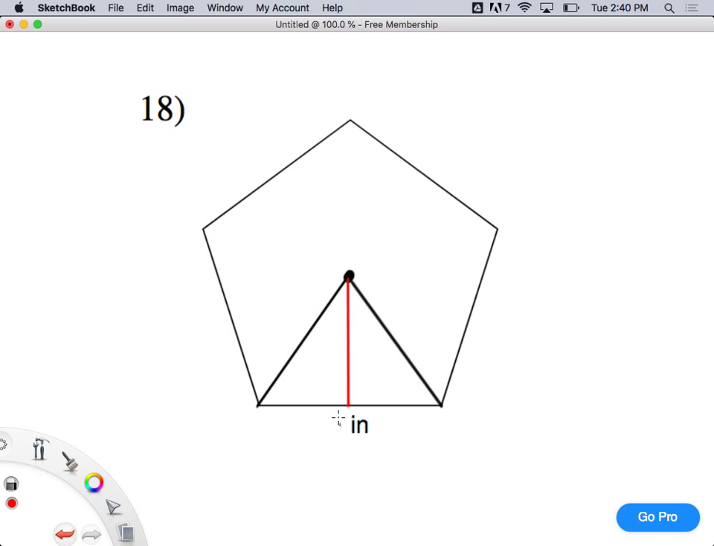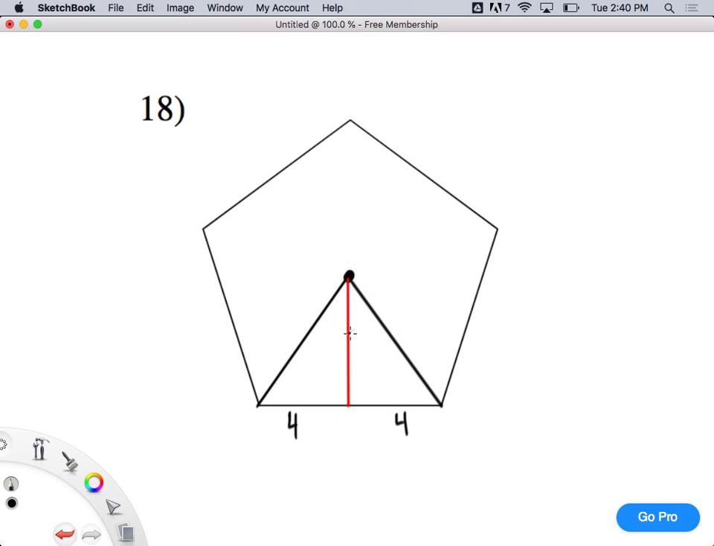So if the whole thing is 8 inches, then what's each one of these segments? 4. So that's 4 and that's 4. Now I have to get the apothem somehow. Once I get that, then I just do the same exact thing I did before. Does that make sense? How can I get the apothem?